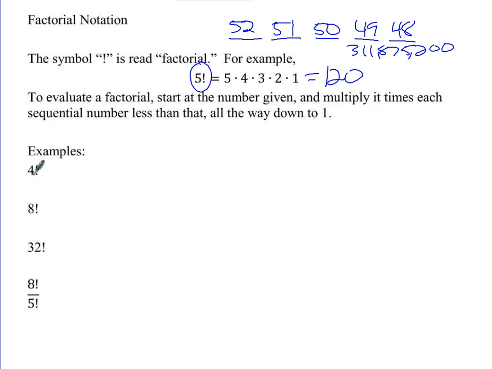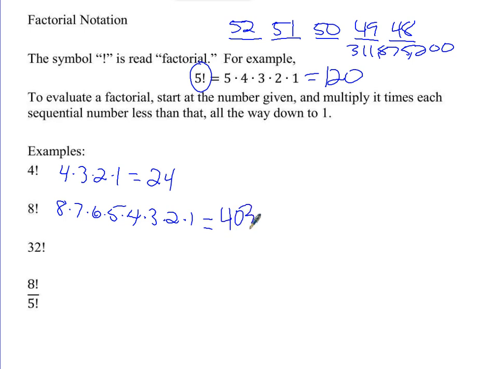So 4 factorial would be what? 4 times 3 times 2 times 1, which is 24. 8 factorial would be what? That's right. And what do we get there? 40,320? Okay. Go ahead and do 32 factorial.